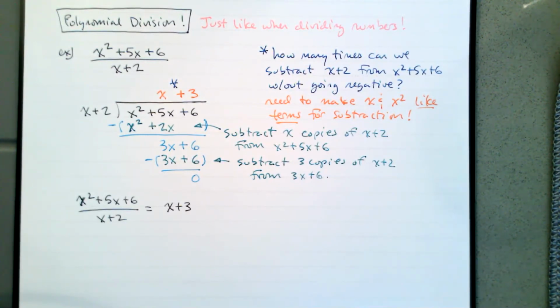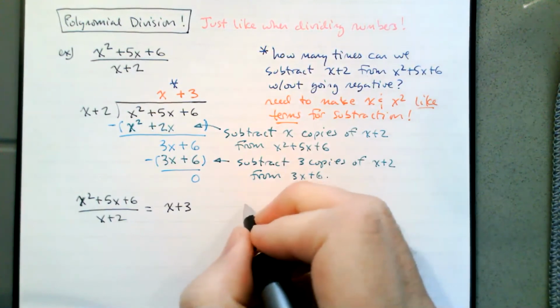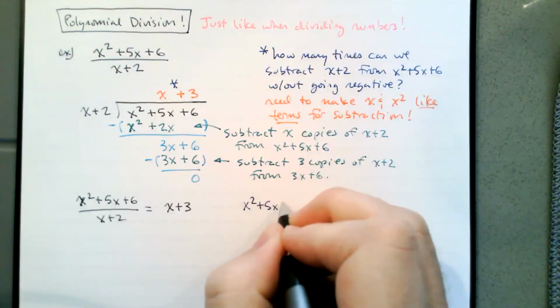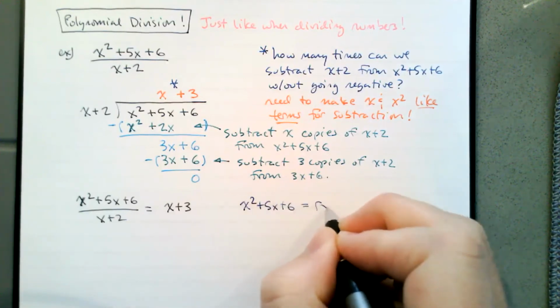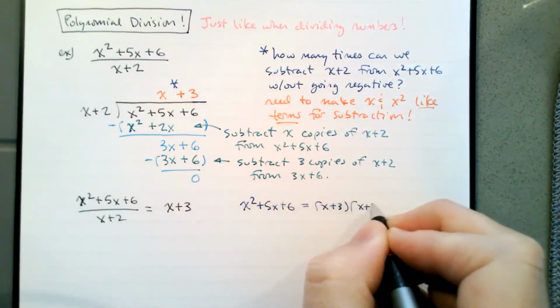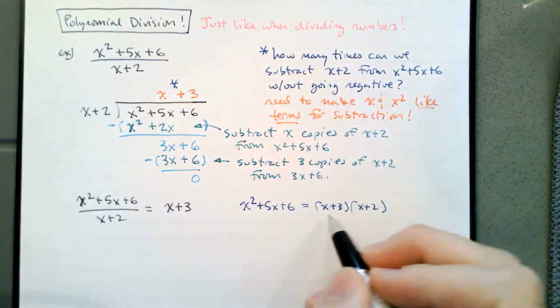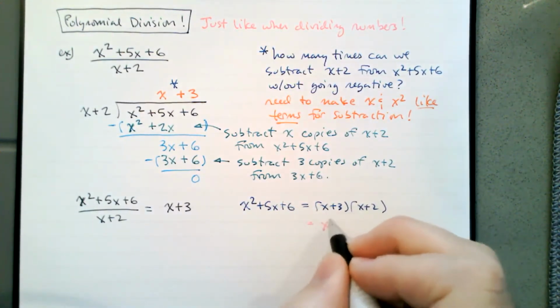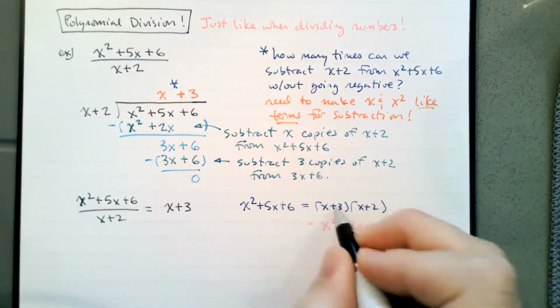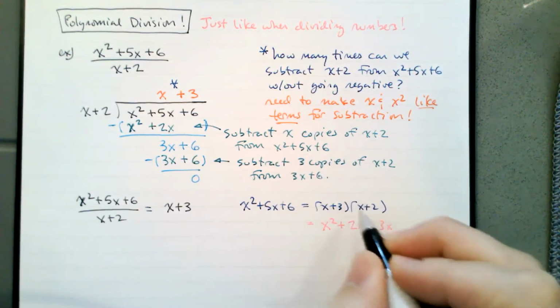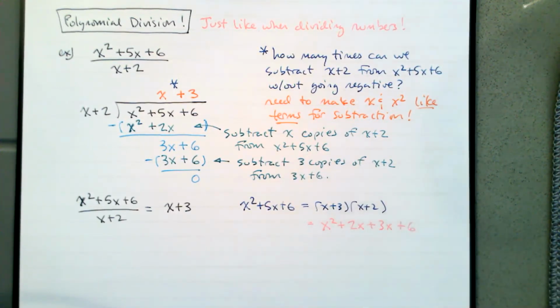There is an equivalent multiplication that needs to be true. So this means that x squared plus 5x plus 6 must equal x plus 3 times x plus 2. So we can check that by multiplying. X times x is x squared, plus x times 2, which is 2x, plus 3 times x, which is 3x, and then the 3 times 2 is a 6. And moreover, we can see all the things that we subtracted. X squared plus 2x, that's x copies of x plus 2, and then the 3x plus 6 is the 3 copies of x plus 2.